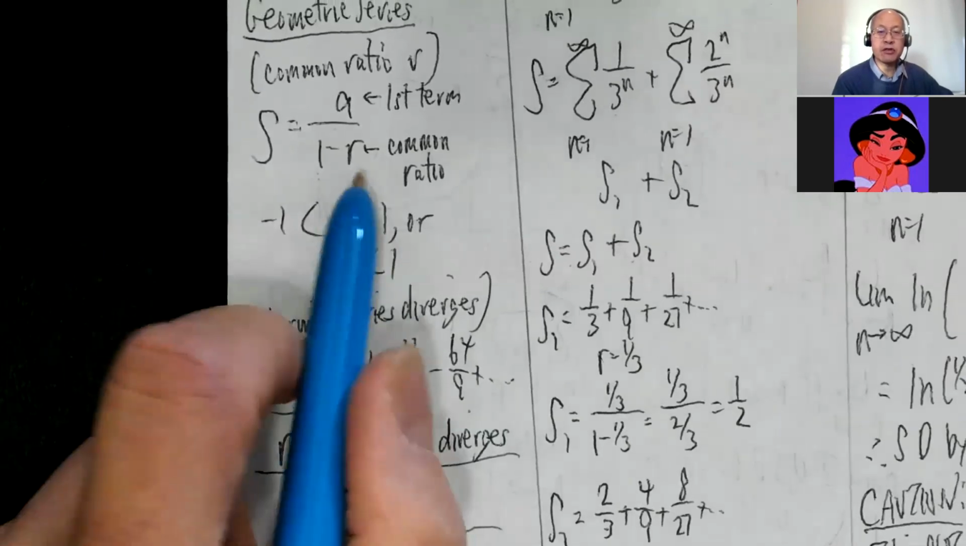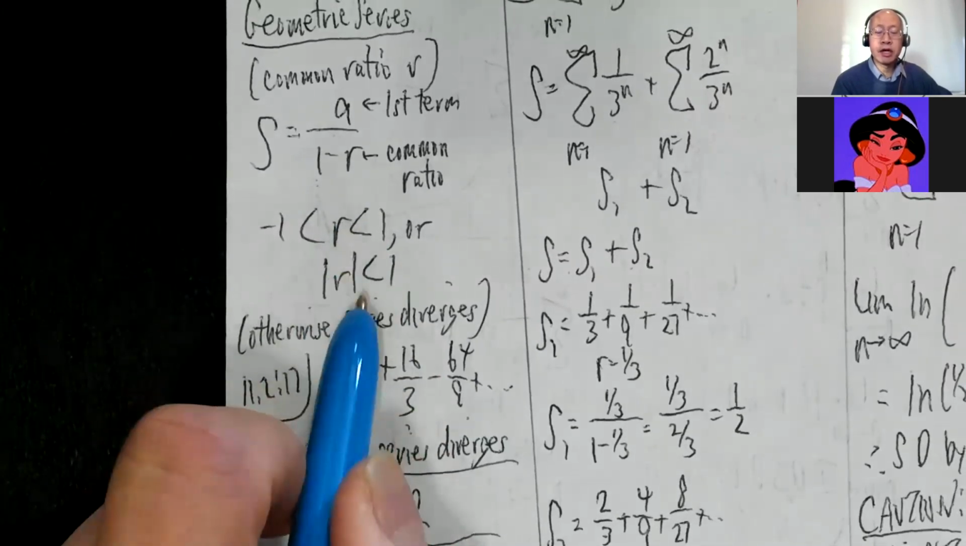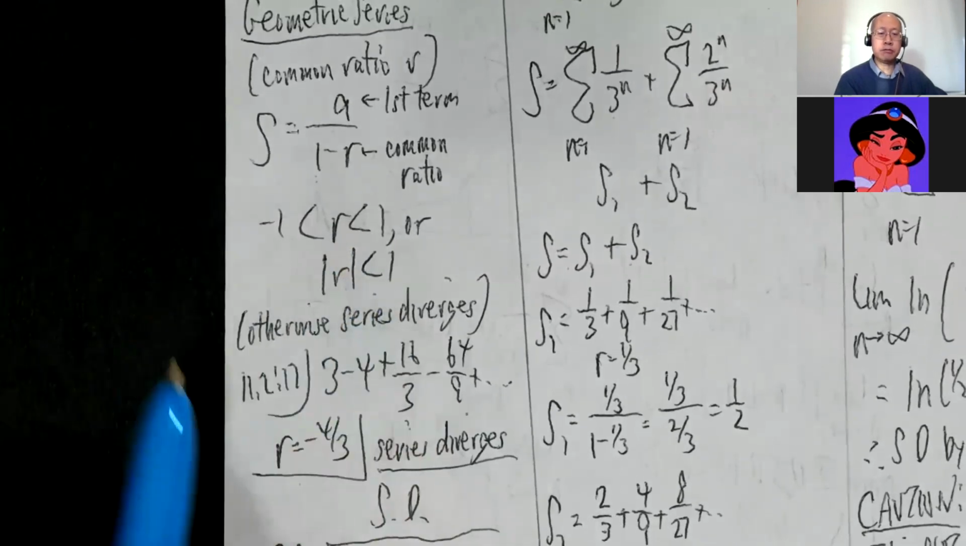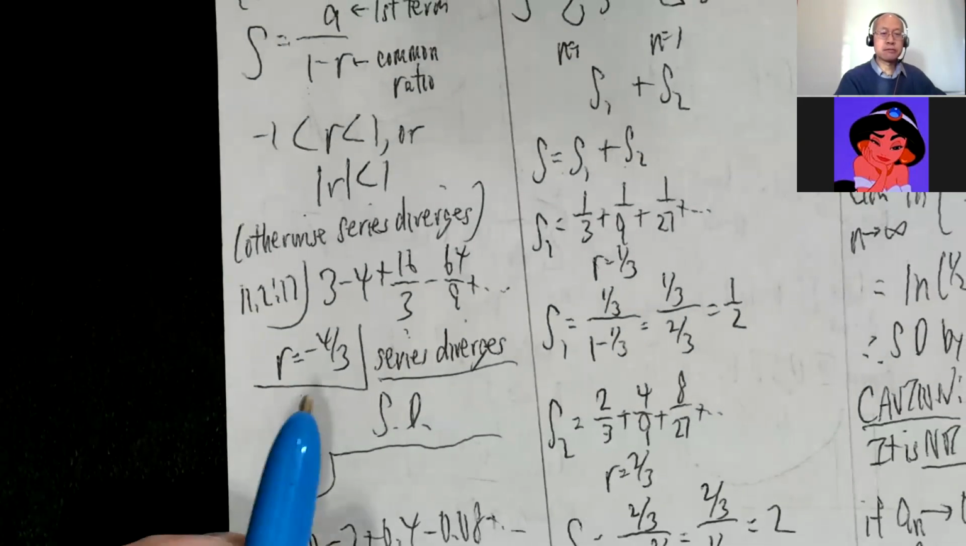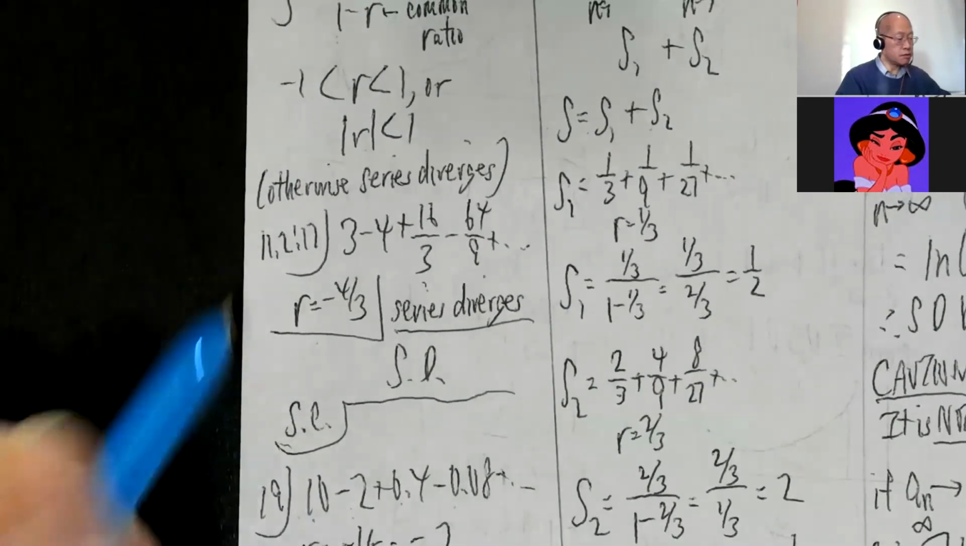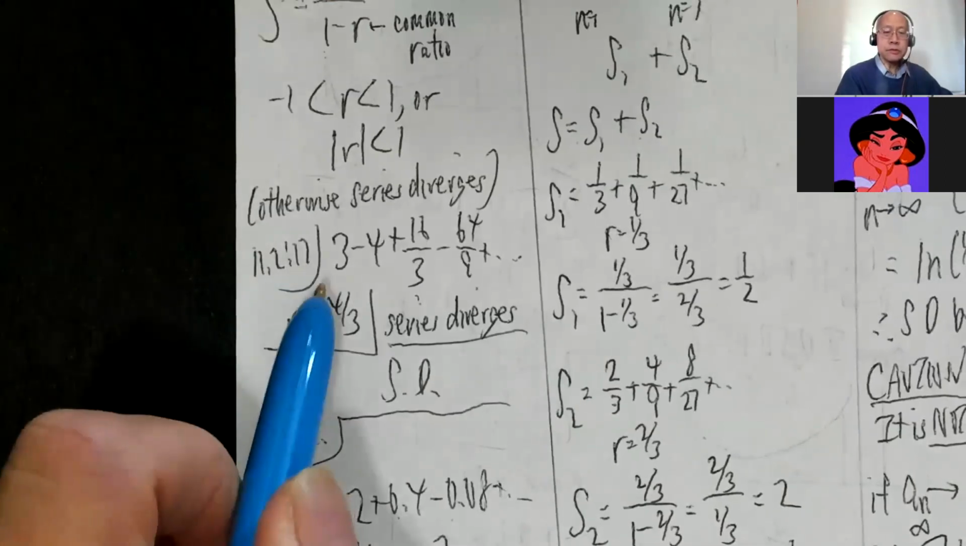So converge, diverge. Converge, you get a real number. Diverge, you do not get a real number. I'll show you a bunch of examples right now, and I'll get you used to some of my abbreviations.